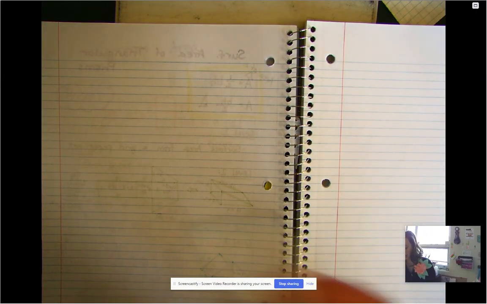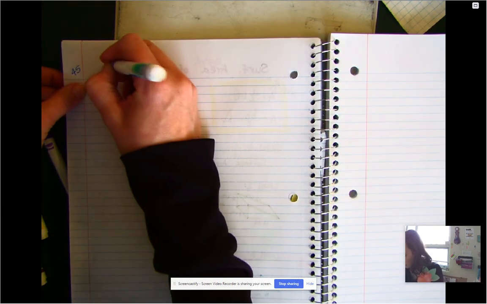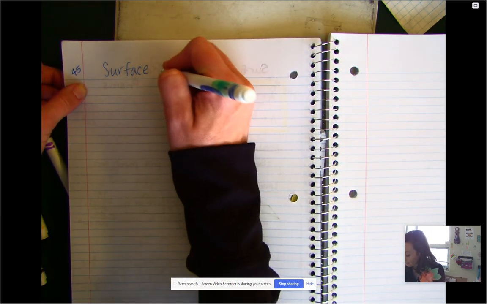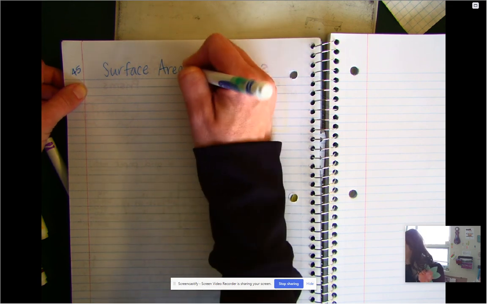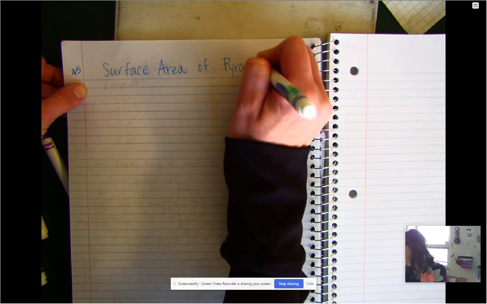We are on page 45. We are still talking about surface area. Hooray, you were afraid we were done with it. Not quite. But now we're talking about the surface area of pyramids.